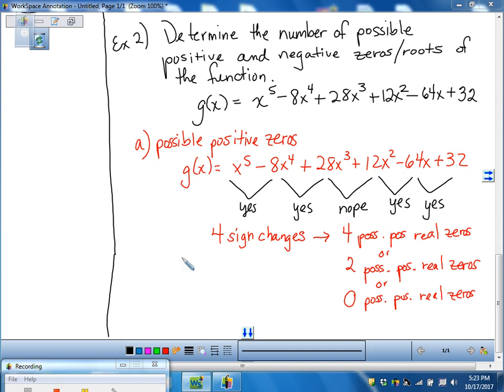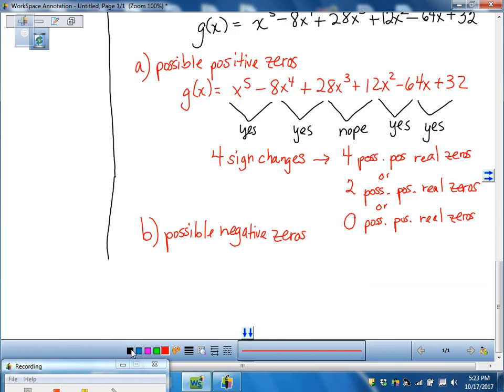So it really does help. Alright, now that I've done this, now we want to try to find our possible negative zeros. And do you remember what we do to do that? If you said we take the function and we plug in negative x, you are absolutely right. So if you would, go ahead and take this function up here, x to the 5th minus 8x to the 4th plus 28x cubed plus 12x squared minus 64x plus 32. Plug in negative x and simplify and see what you get. And then come right back and see if you got what I got.